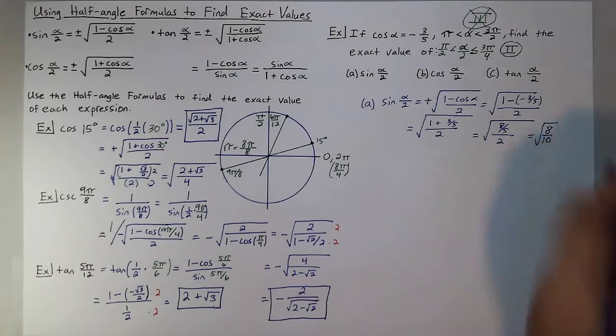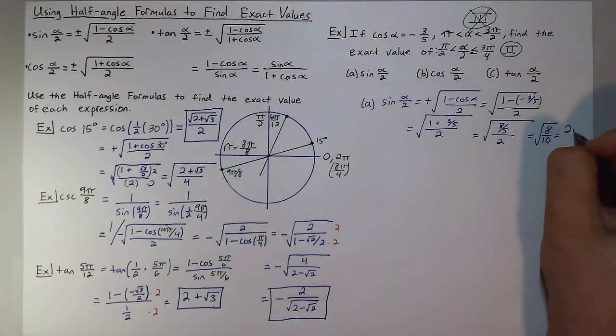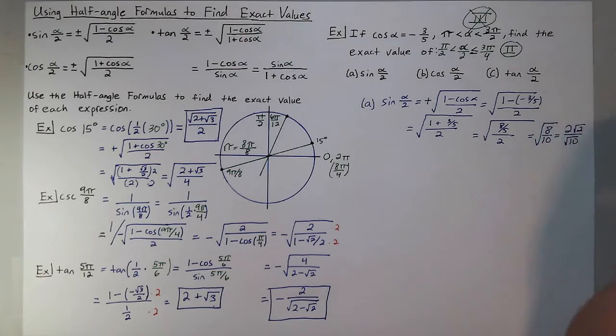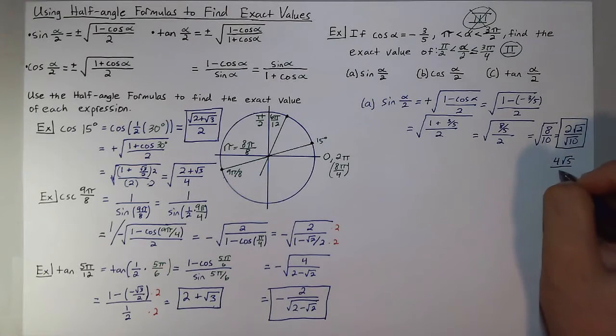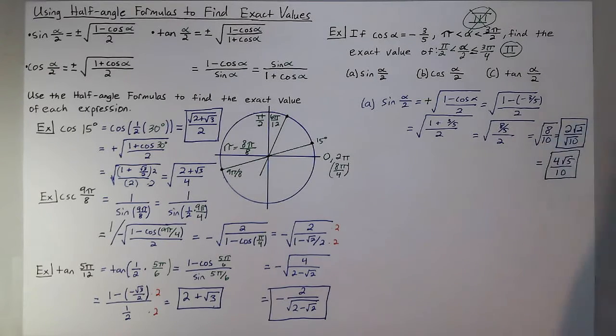I could take the square root of 8, which simplifies to 2 square roots of 2, but the square root of 10 cannot be simplified any further. So I'm left with just the square root of 10 in my denominator. Now, if I wanted to rationalize that denominator, I would multiply the top and the bottom by the square root of 10, which could simplify this to 4 square roots of 5 over 10, because that would get the square root of 20. So an alternate solution could be 4 square roots of 5 over 10.